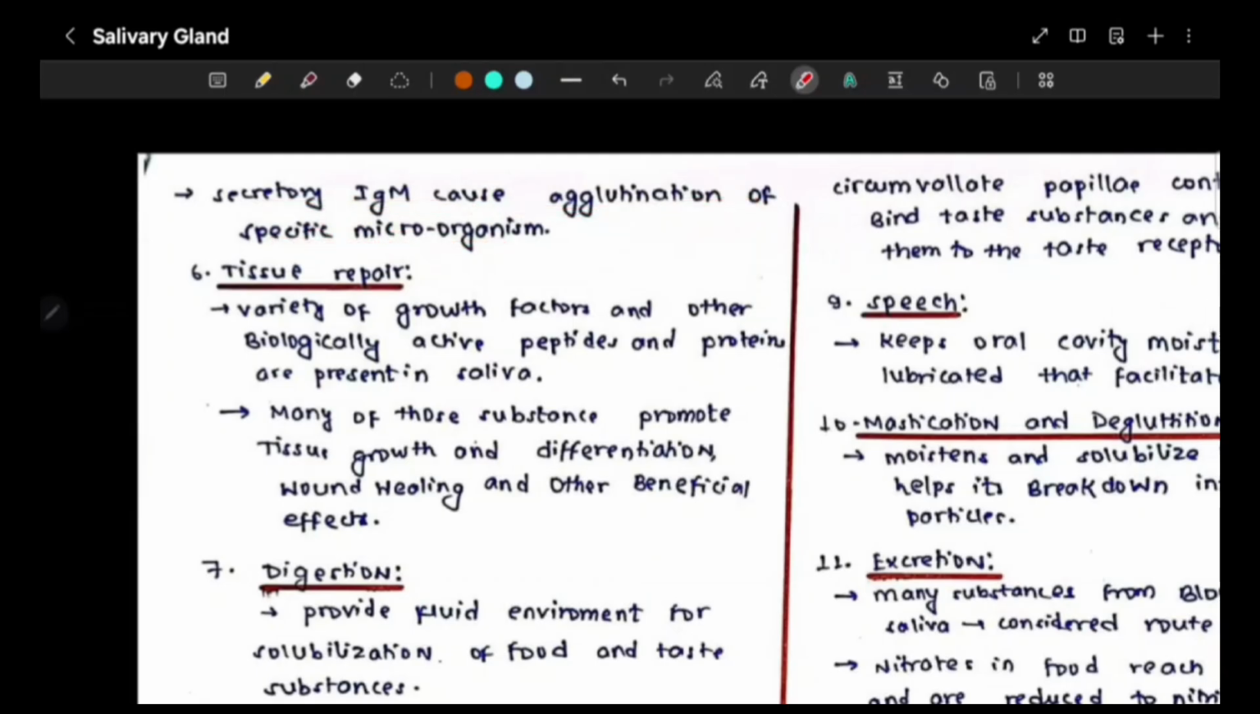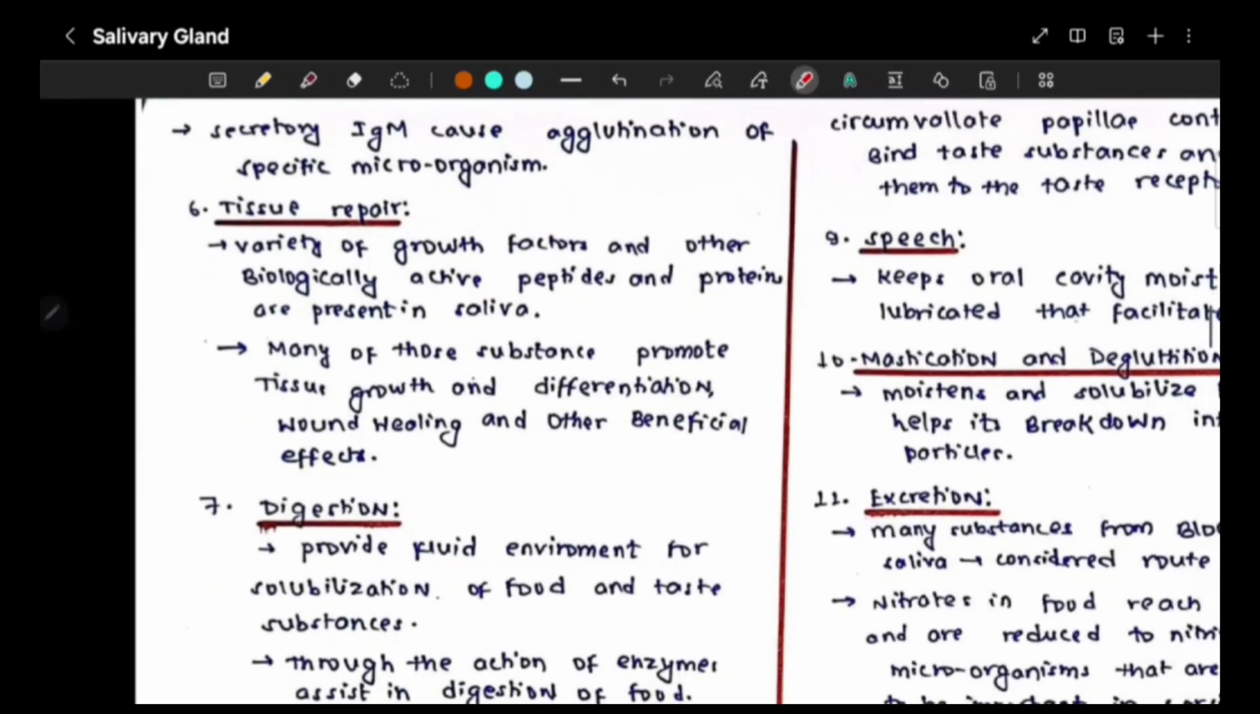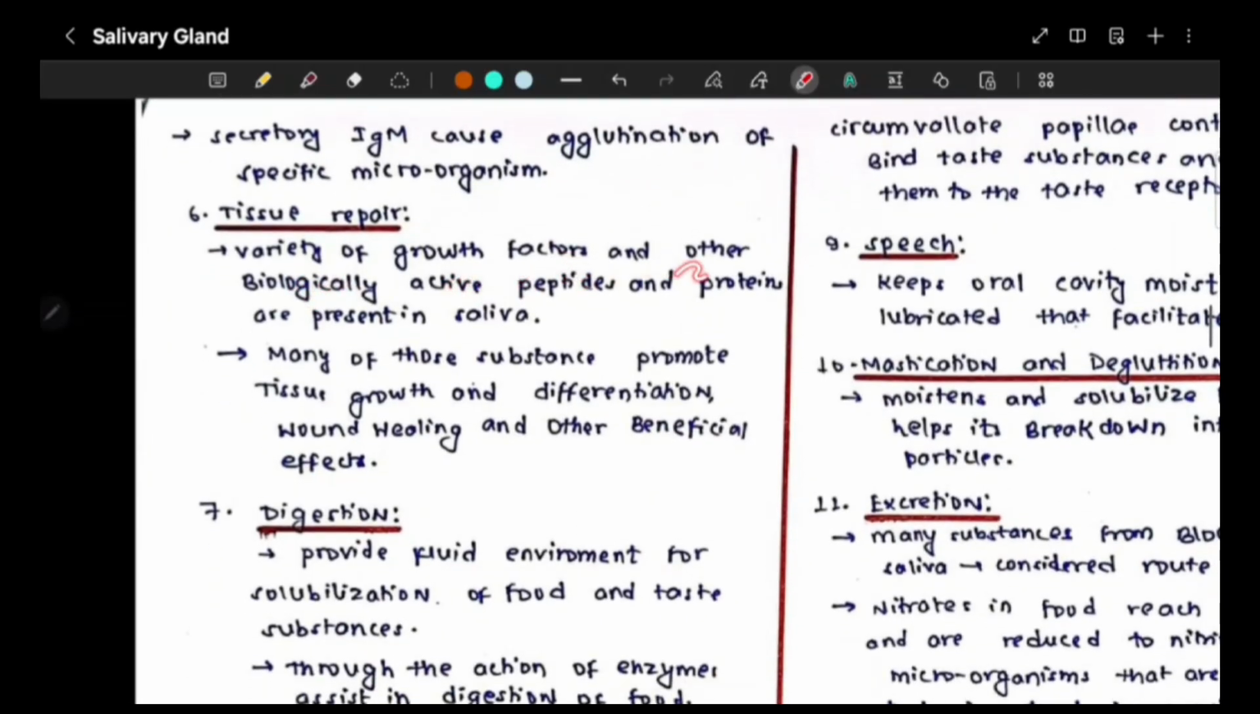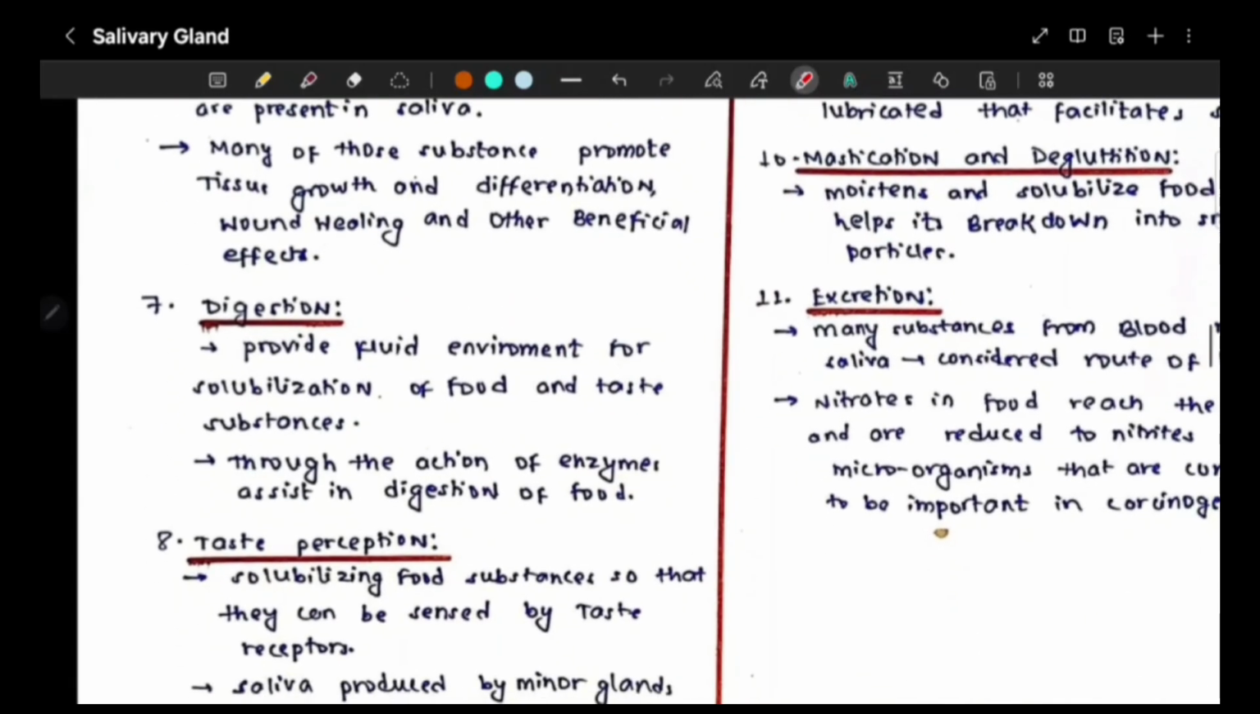After that, tissue repair is also another function of the saliva. A variety of growth factors and other biologically active peptides and proteins are also present in saliva that result in tissue repair. Many of those substances promote tissue growth and differentiation, wound healing, and other beneficial effects. So this is also one of the functions of the saliva.